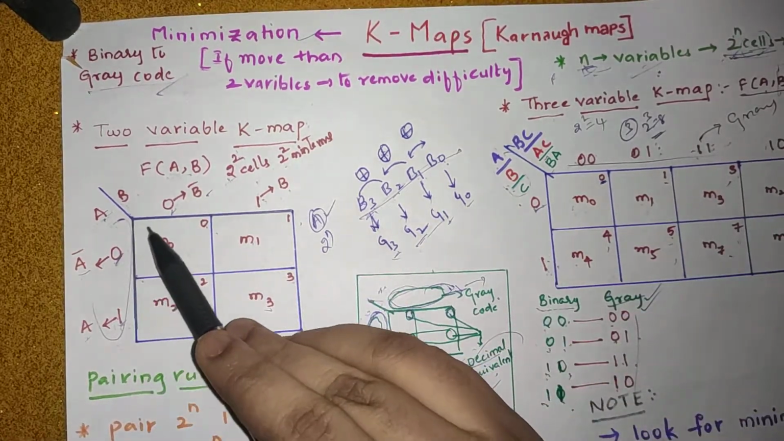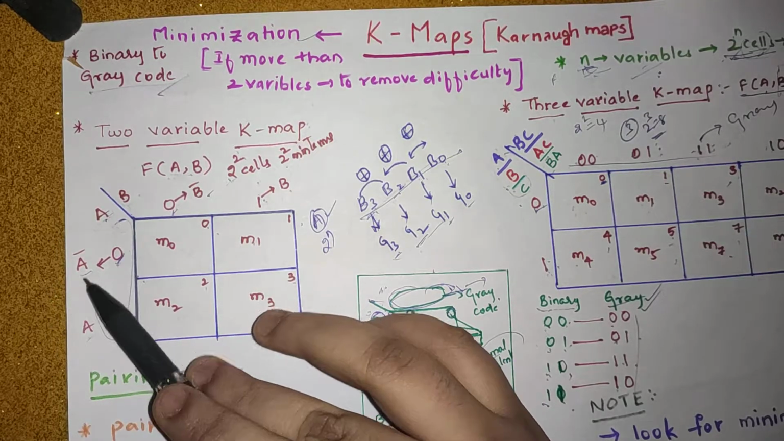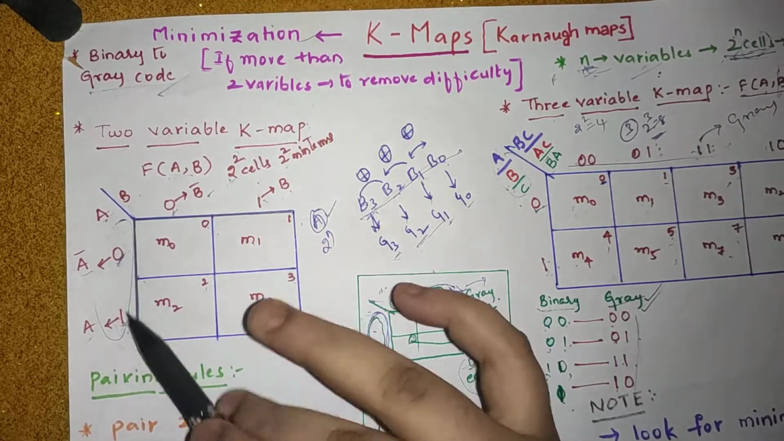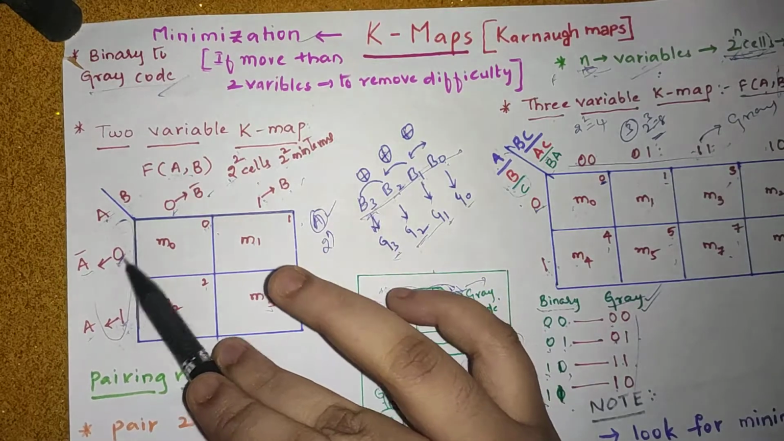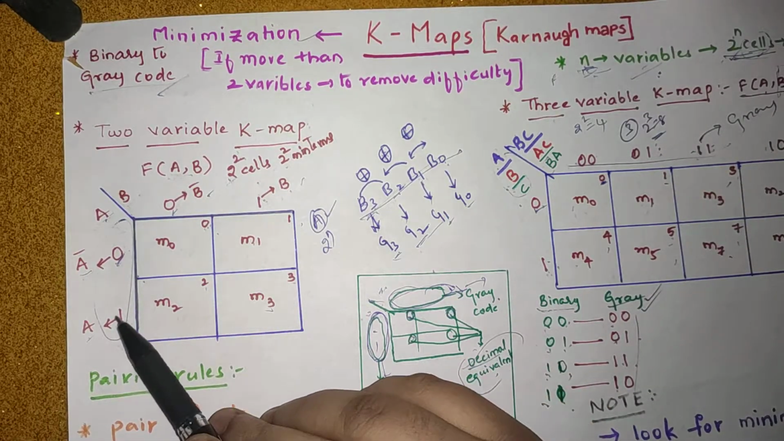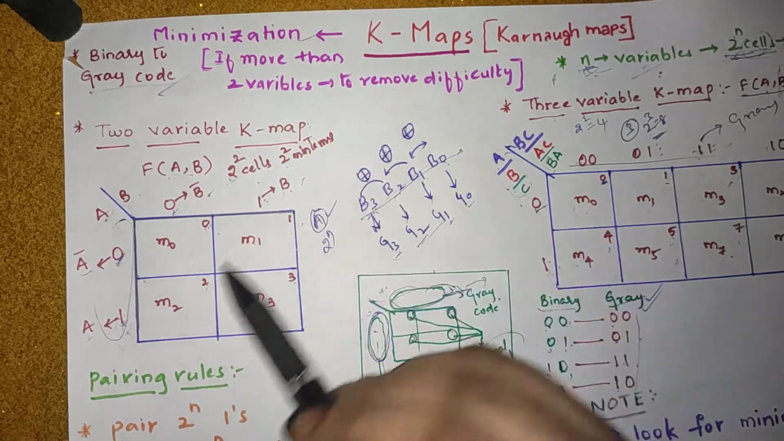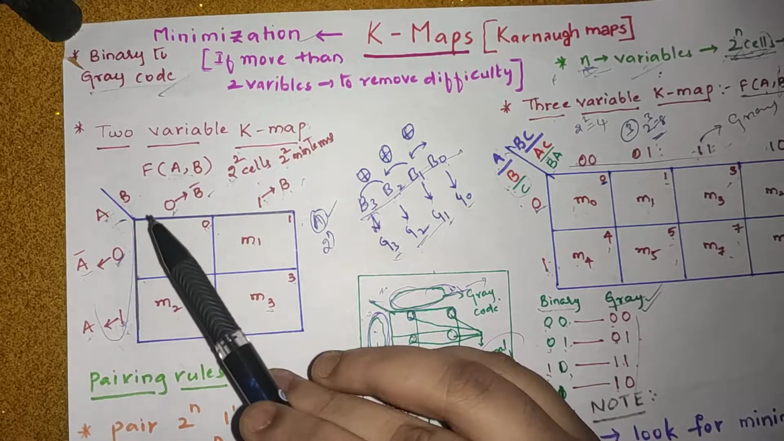That means here we need to write gray code 0 1; binary code 0 1 is represented as 0 1 in gray code, as the two are the same. So 0 1, 0 1, and here we write: 0 0 equivalent is 0, 0 1 equivalent is 1, 1 0 equivalent is 2, and 1 1 equivalent is 3, right? In this way we represent the 2 variable K-map.